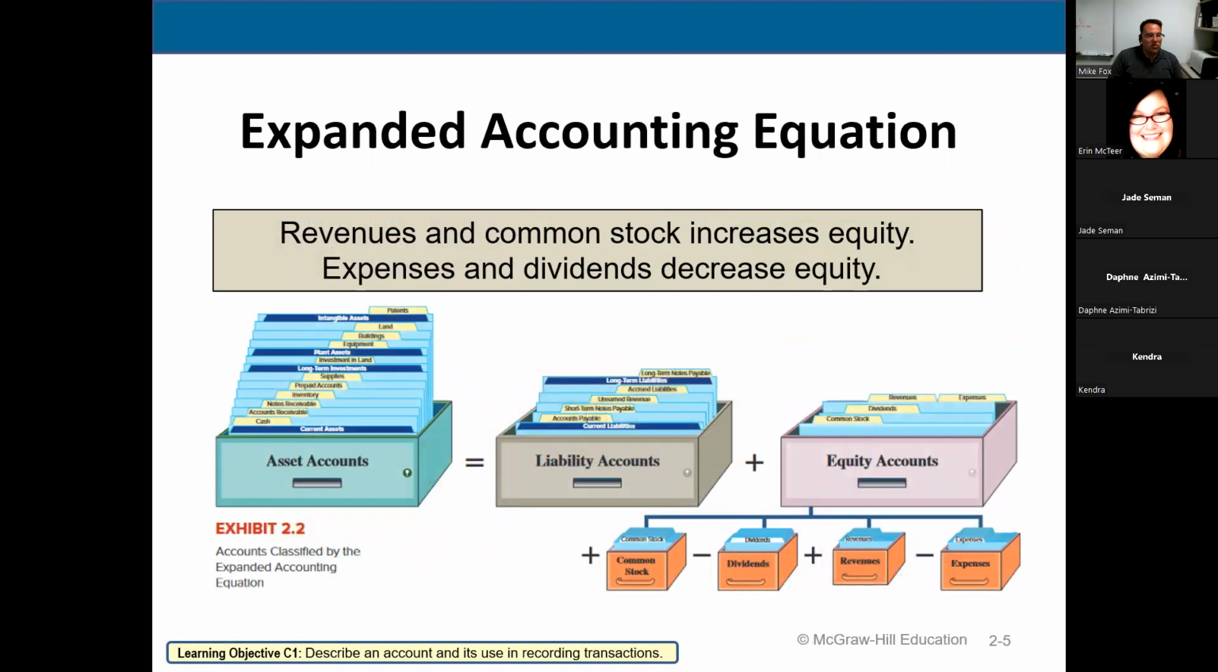All right, so again, this is just a review from the last chapter. We know that assets equal liabilities plus equity, and we know that common stock minus dividends plus revenue minus expenses is our retained earnings.